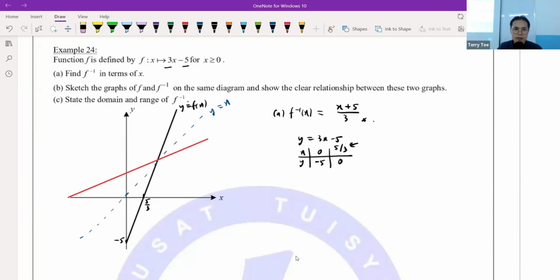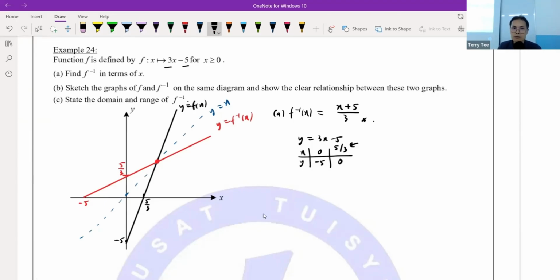f inverse. Now, notice they will intersect. They will meet at the line y equals x. They're supposed to meet. If your lines do not meet, something is wrong. So this is your y equals f inverse x. It should intersect at this point. This is -5. This is 5/3. And my graph is done.